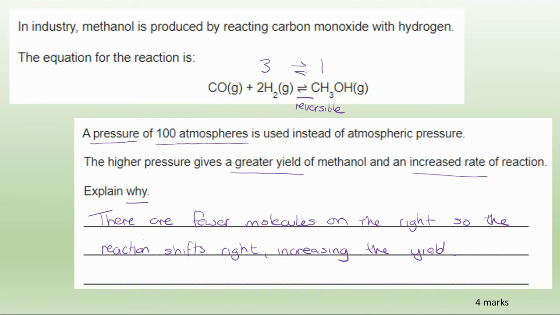And then I need to look at the fact that they also talk about increased rate. Why does this happen? More molecules on the left means more collisions, therefore more successful collisions.